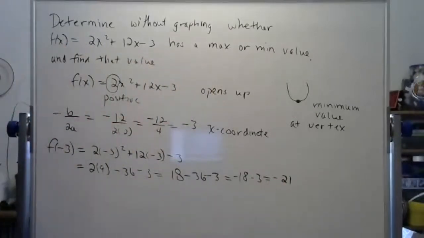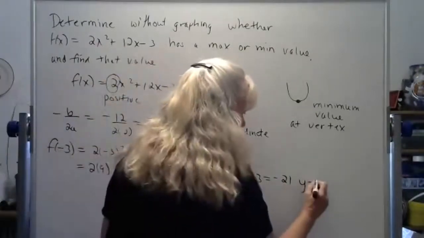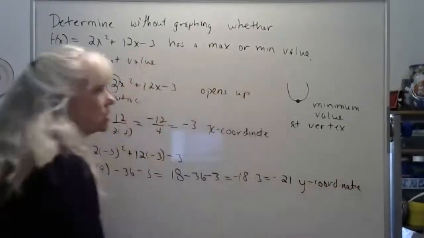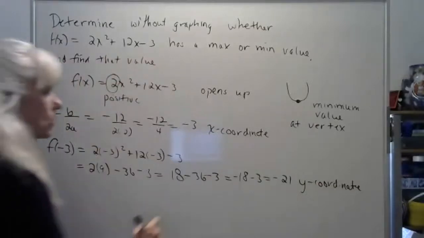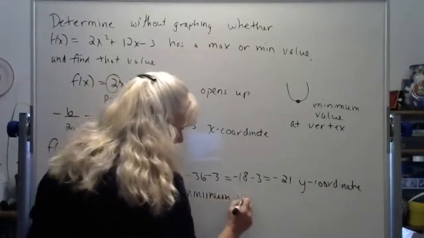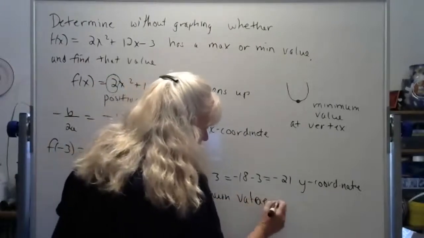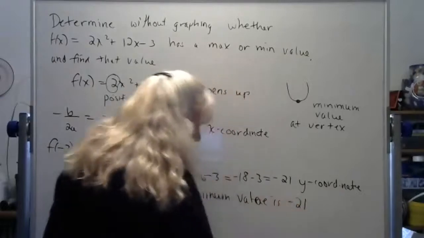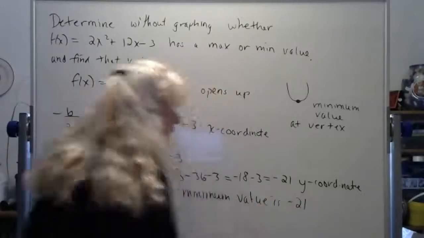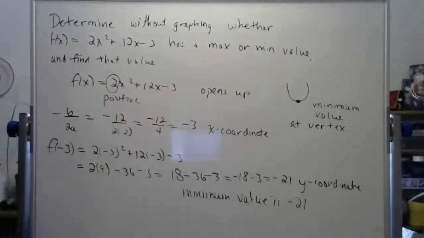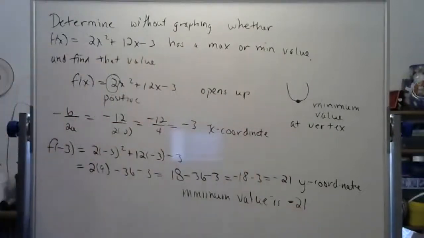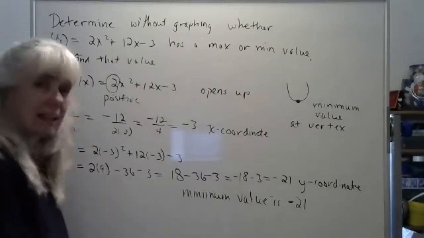Okay. Now that's the y coordinate of the vertex. And that's the answer to what the maximum or minimum value is. So we're going to say that the minimum value is negative 21. It's not a point. It's a single number, and it represents the smallest y value achievable on that picture. So the minimum value is that negative 21. Okay. And that's everything that's in that section.